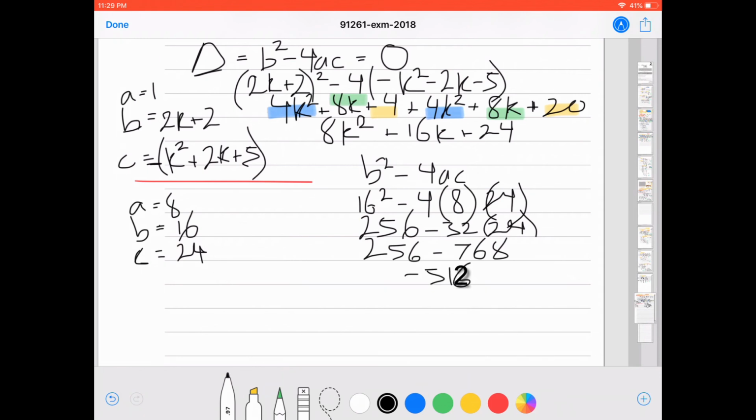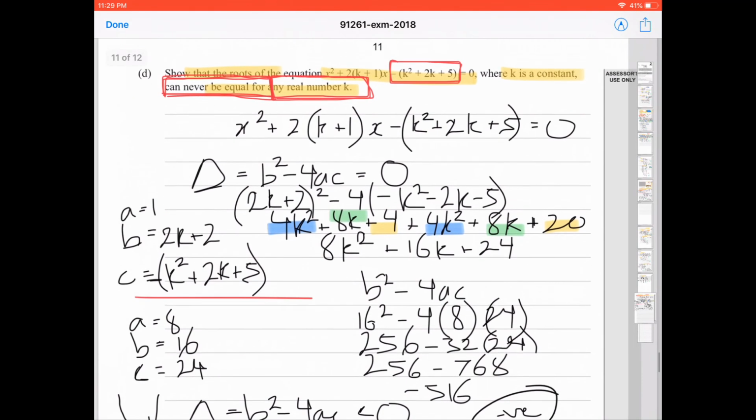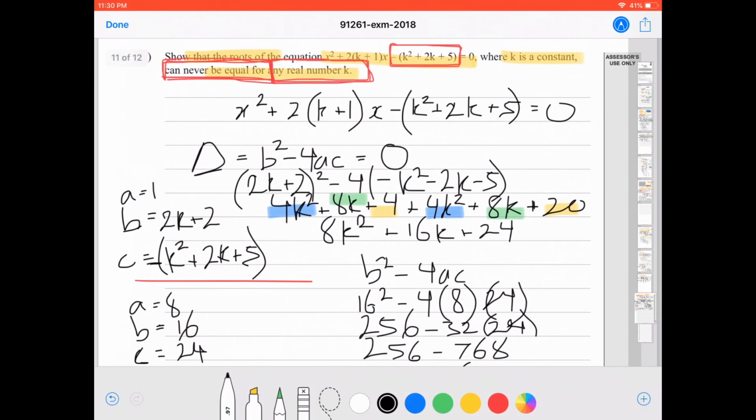So this is a negative number, and so the discriminant, b squared minus 4ac, in this situation is less than 0, so it's negative. What does this tell us? Well, we said that this would tell us that there's no real roots here, and more specifically, no real values for k that suit whatever the expression is here. And that's almost irrelevant.